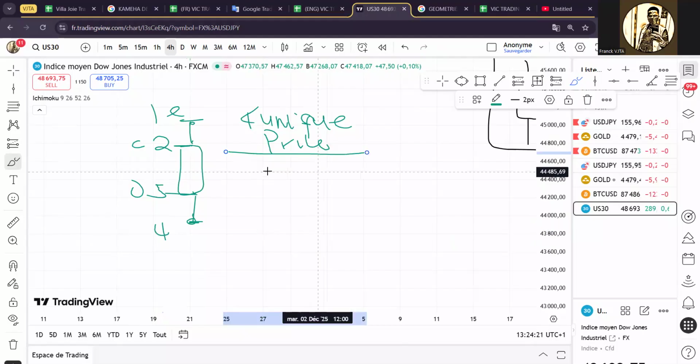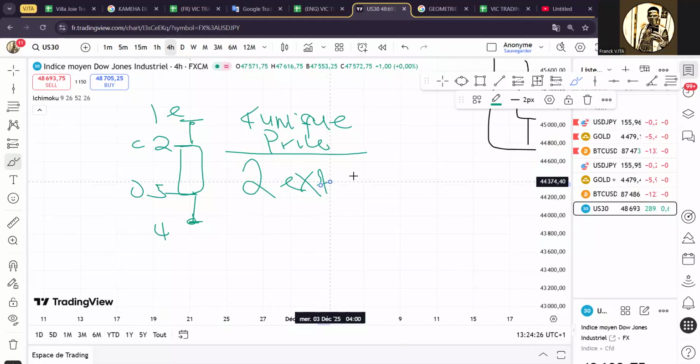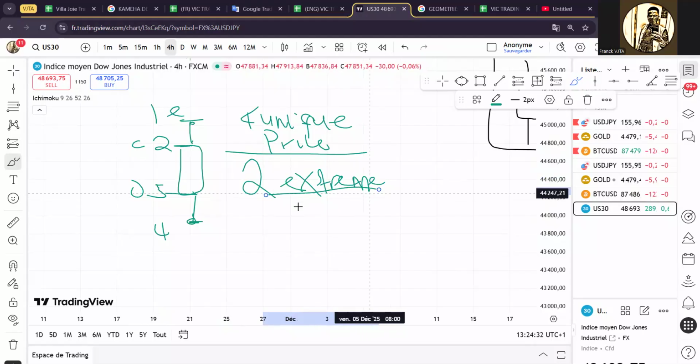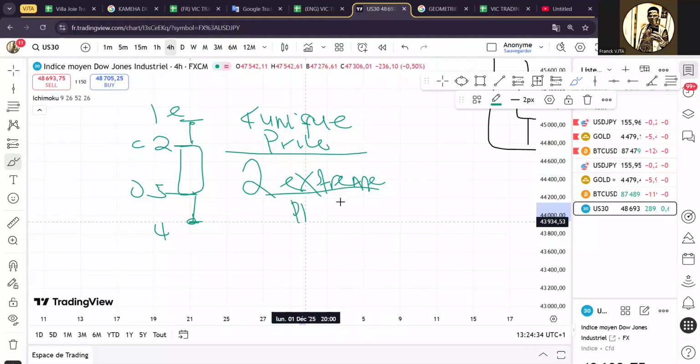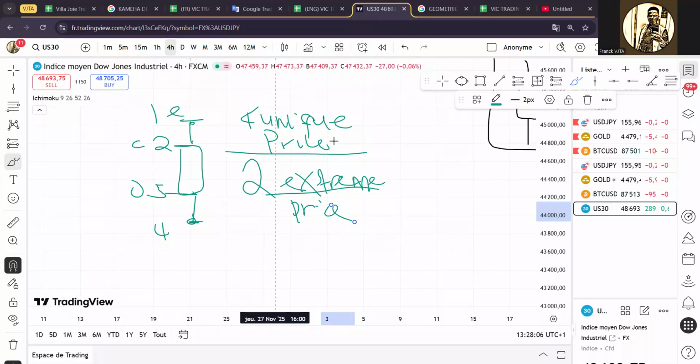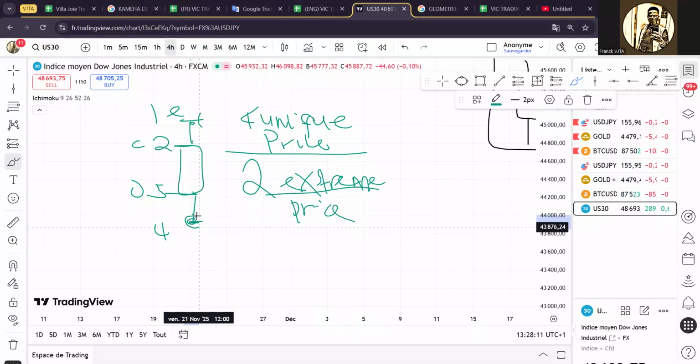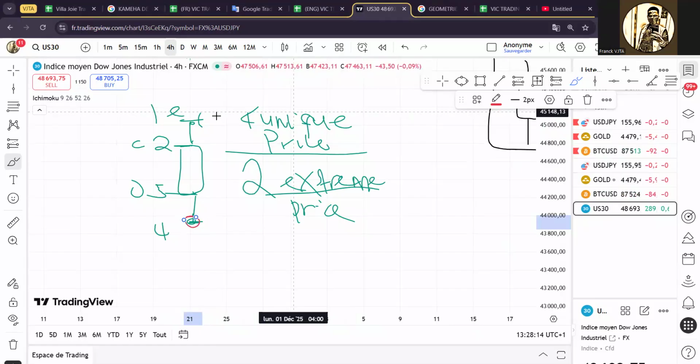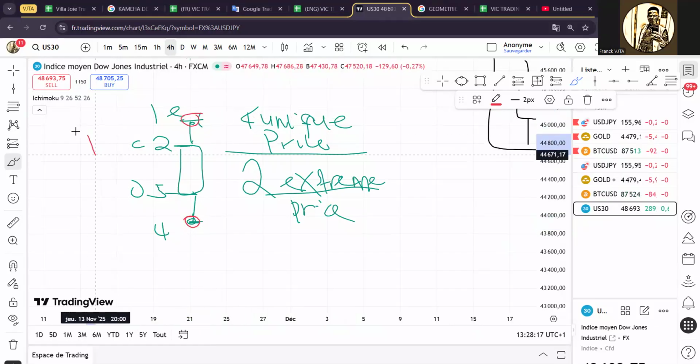But the thing is that you only have two extreme prices that will never change. Only two extreme prices. You have the top of the wick and the bottom of the wick. Only these two are the extremes. Why are they the extremes? If you are on the daily time frame, right?